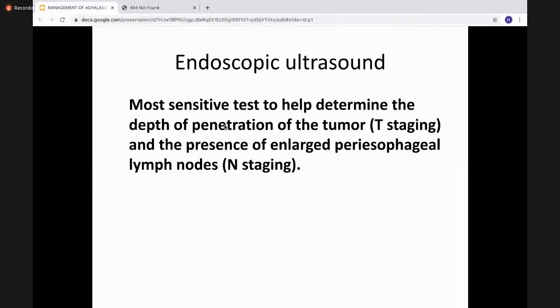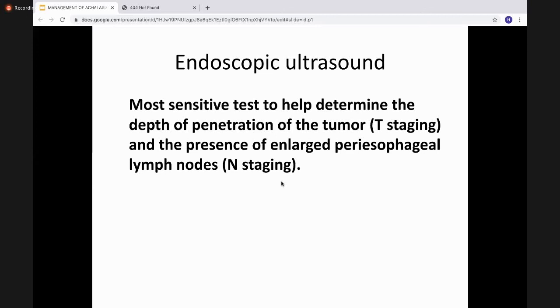So after endoscopy, we can go for the endoscopic ultrasound. Endoscopic ultrasound will be helpful in staging the disease because it can find out which layer is involved. Through the endoscopy, this ultrasound probe is inserted into the esophagus, and from the inside it can give a picture of what layers are involved. T staging is usually done with the endoscopic ultrasound.